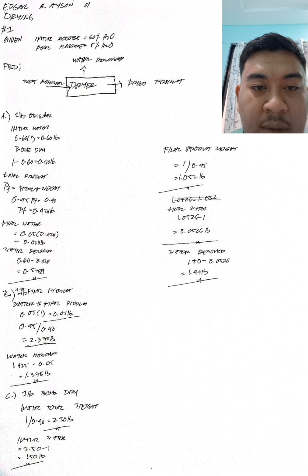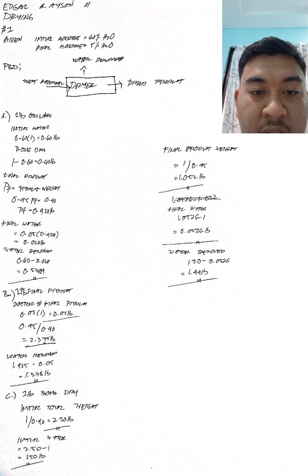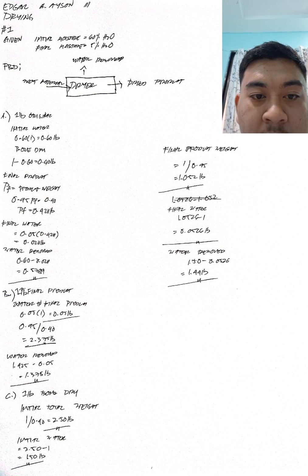Then at 5% moisture, dry solids is equal to 95% of the final product. So 0.95 multiplied by the final product is equal to 0.40, so the final product is 0.4211 pounds. Then the water left is 0.05 multiplied by 0.4211, which is equal to 0.0211 pounds. So for the result, the water removed, we subtract 0.0211 from 0.60, which is equal to 0.5789 pounds.